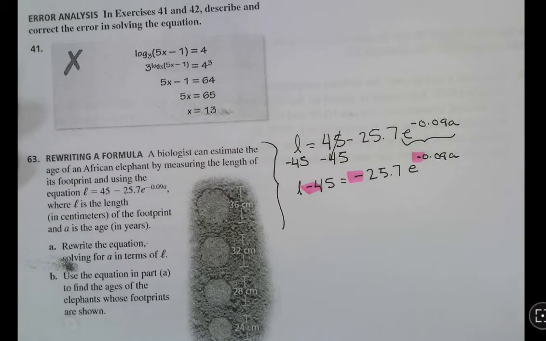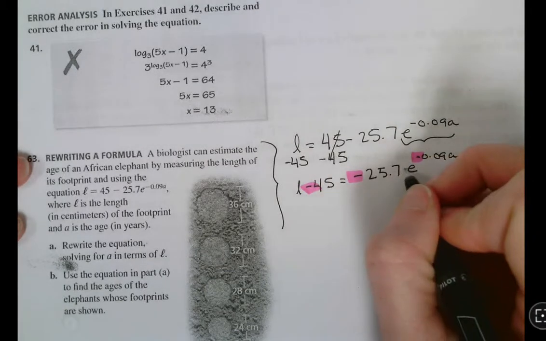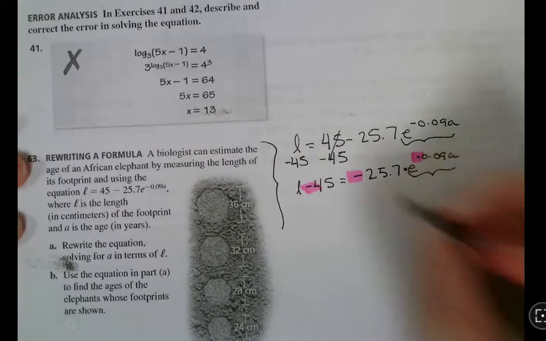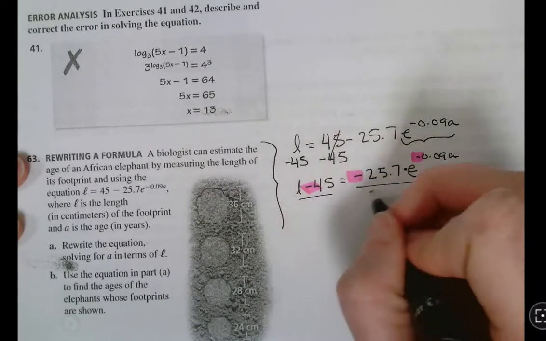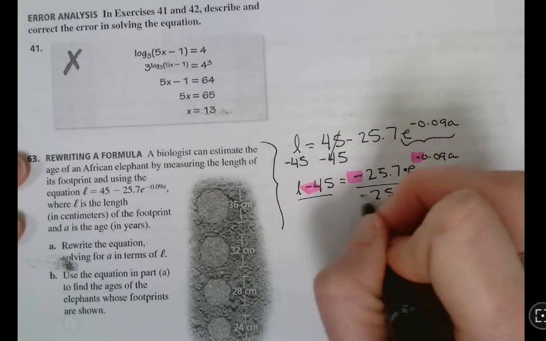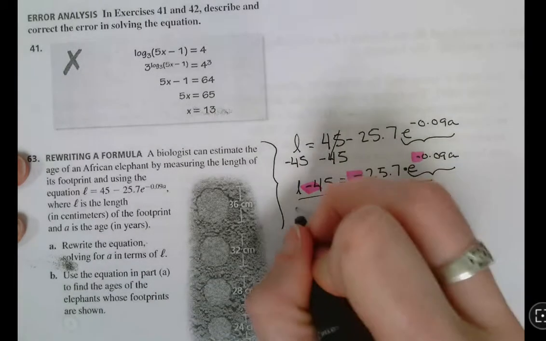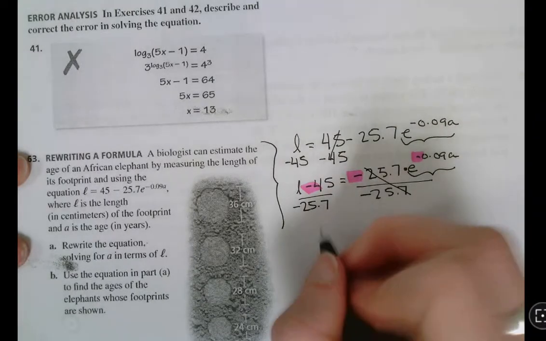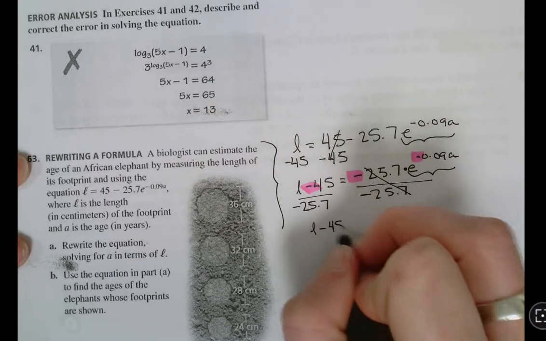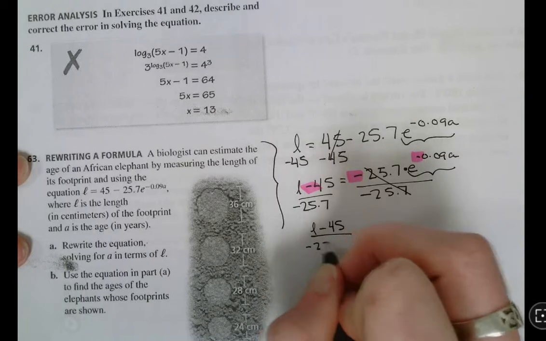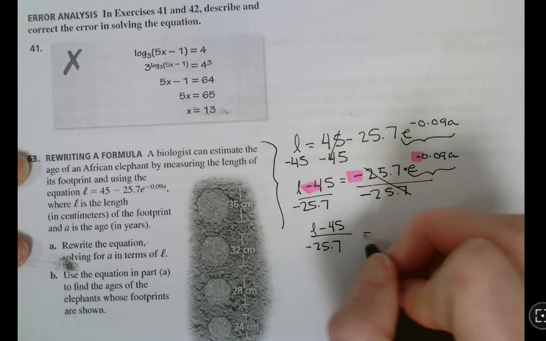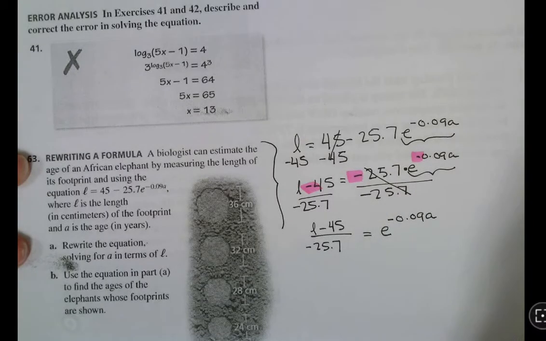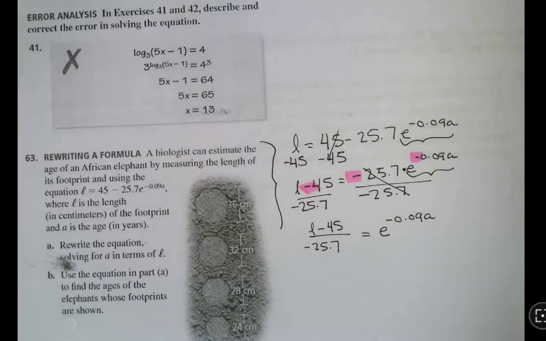Don't drop them. Next up, I have multiplication here, because remember, our goal is to isolate this part first. So divide by that 25.7, but also the negative here. Negative 25.7 cancels. Now I have L minus 45 divided by negative 25.7 is equal to e to the negative 0.09a. Here is where those logarithms come into play.